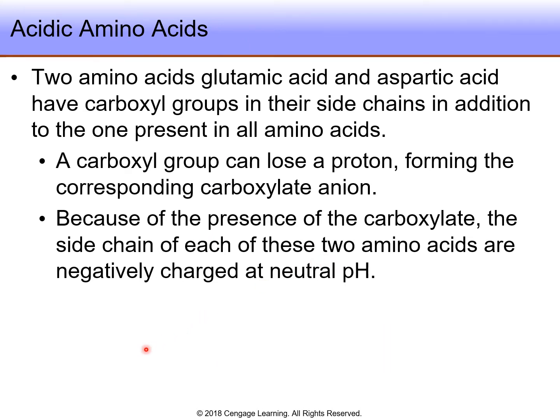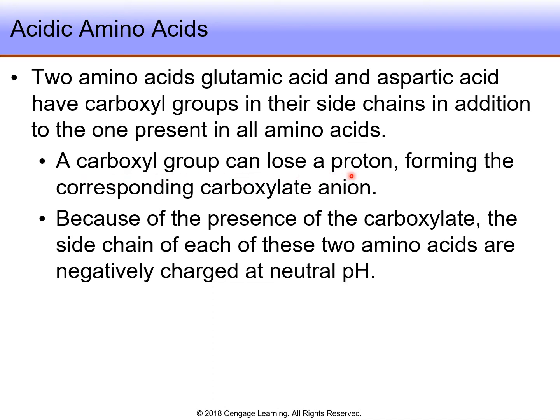Now, 5 amino acids remain from the 20. We said 9 are nonpolar, 6 are polar but uncharged, and we have 5 remaining. 2 of them are called acidic amino acids. These are glutamic and aspartic acid. They have carboxyl groups in their side chains, in addition to the one present in all amino acids.